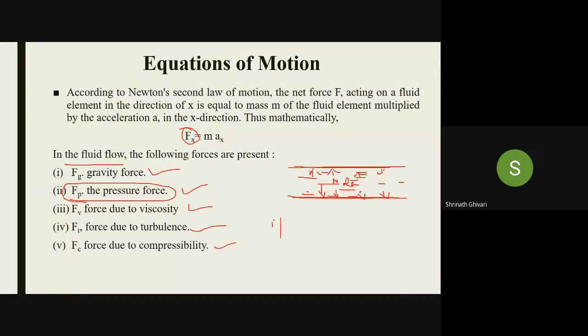If I say pressure force, what will be the formula? Just for your basics, what will be the formula for pressure force? What is pressure? It is force per unit area. But which force is it? Force acting per unit area. Correct. But which force is it? Gravity force? Viscous force?